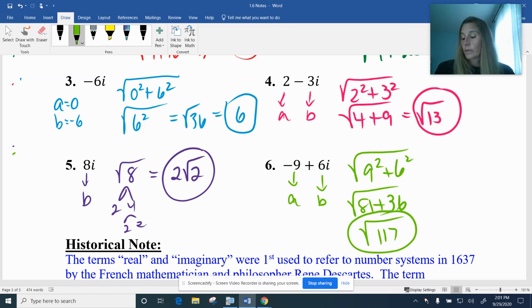And that's it for our notes on imaginary and complex numbers. The historical note is there at the bottom if you'd like to read that. I did discuss it in class.